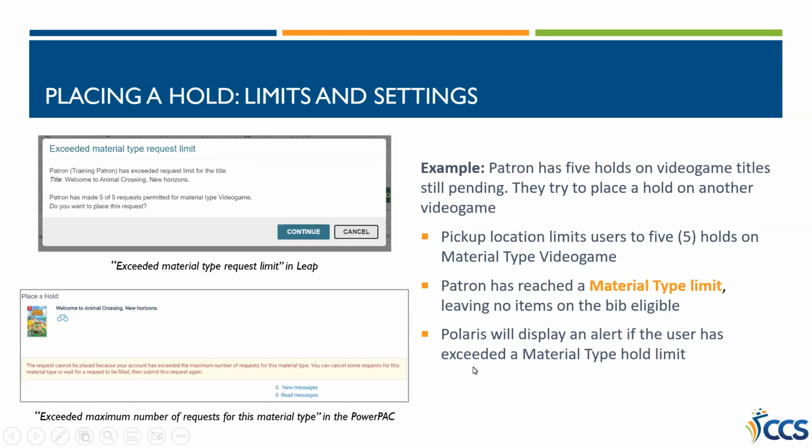So this is an example of what you'll run into if there is a low hold limit for a type. And again, you'll most commonly run into this type of limit when working with things like video games, right? Smaller collection size and a higher value. You'll probably also see this with things like Playaway Views or book club bags.